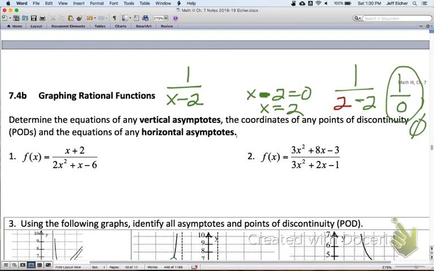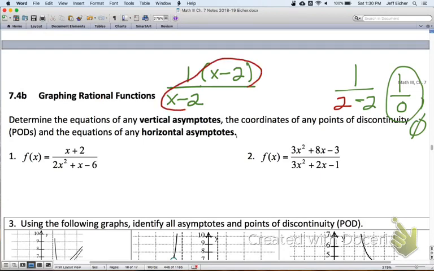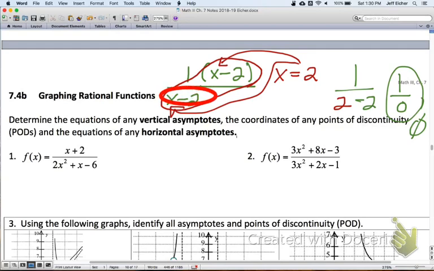For points of discontinuity, what if we had a factor of x minus 2 in the numerator? So this function right here has factors that would divide out. So if you plugged x equals 2 in, it's not as big of a problem because the x minus 2's are going to divide out. But for the original function, it still is a problem. You can't plug 2 in because it would be undefined when you plug 2 in for x. So that's vertical asymptotes and points of discontinuity, looking particularly at the denominator.